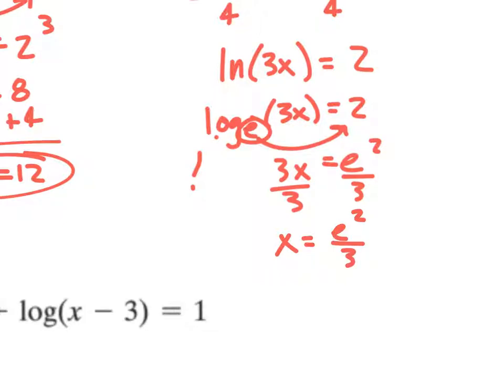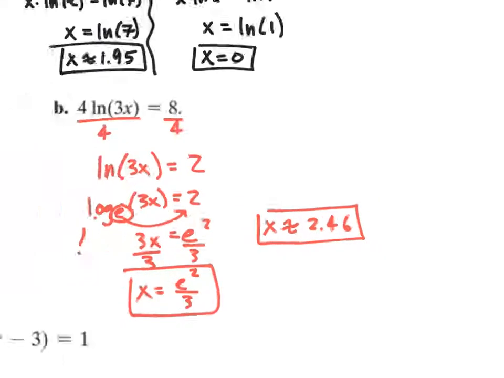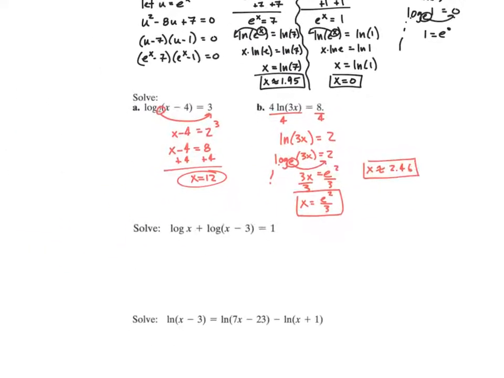If we type that in, e squared divided by 3 is going to give us that x. So this is our exact answer, and then x is approximately 2.46. All right, and that's the idea. Next one.